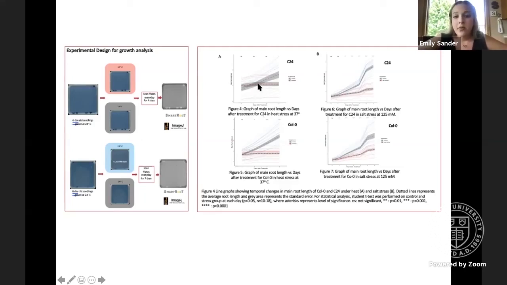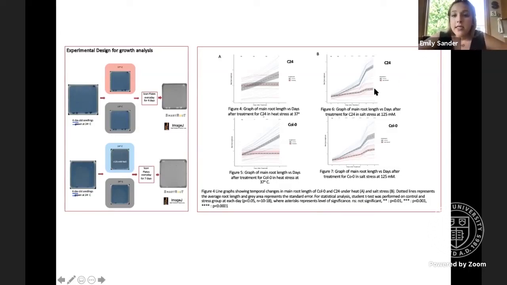There weren't as many data points, and we think this is due to low germination rates for the C24 ecotype. So we think that there needs to be a repeat done on the heat experiment, and so there can't really be any conclusions drawn. There were too many errors, and we want to repeat this experiment.